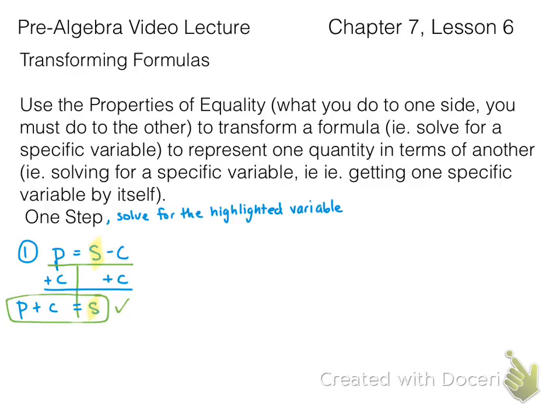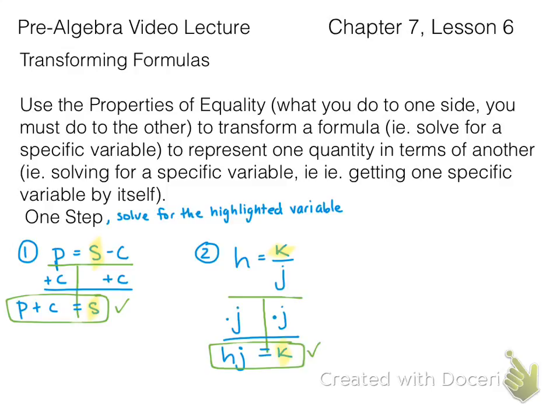That's it. Yay. Alright, next one, we have H equals K over J, where we need to solve for K. So, what's happening to K? It's being divided by J, so the opposite of that would be multiplying by J on both sides. So, HJ equals K. There you go.